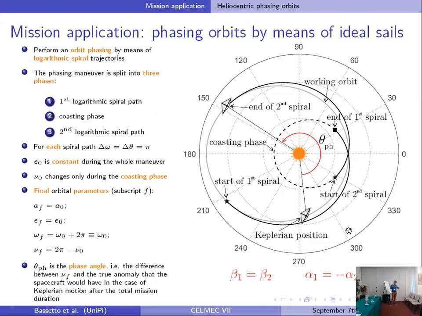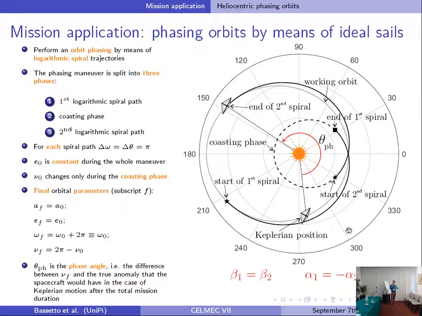In particular, the phase angle theta is the difference between the actual angular position of the spacecraft after the maneuver and the final angular position that the spacecraft would have if the motion were perfectly Keplerian. Now, the symmetry of the problem is justified because of the simplicity of the steering law.